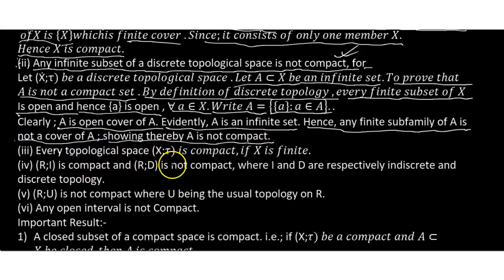Every topological space (X, tau) is compact if X is finite.